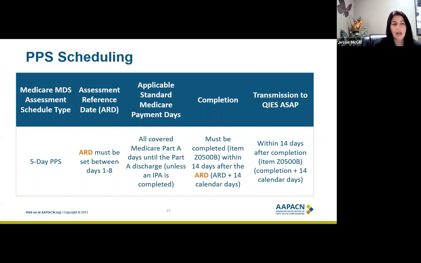All right, so when we talk about Medicare scheduling, this has gotten substantially easier since 2019 and when we went to the patient-driven payment model. So for Medicare, we have one scheduled assessment, and this is your 5-day PPS assessment. And this assessment has an ARD window that has to be set within days 1 through 8 of the Medicare Part A stay. And this is an assessment that will pay for the entire Medicare Part A stay unless an interim payment assessment or IPA is completed. And then the completion date is within 14 days of the ARD.